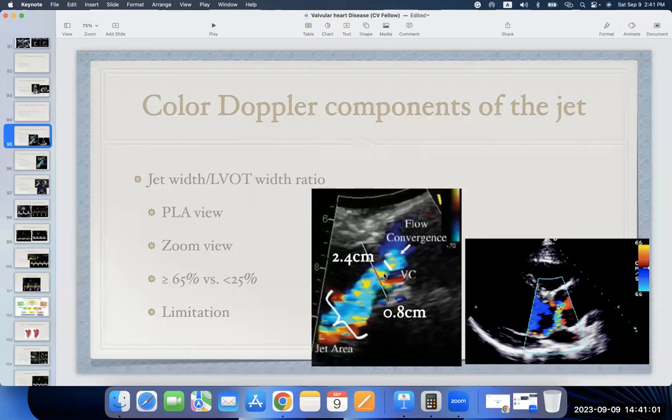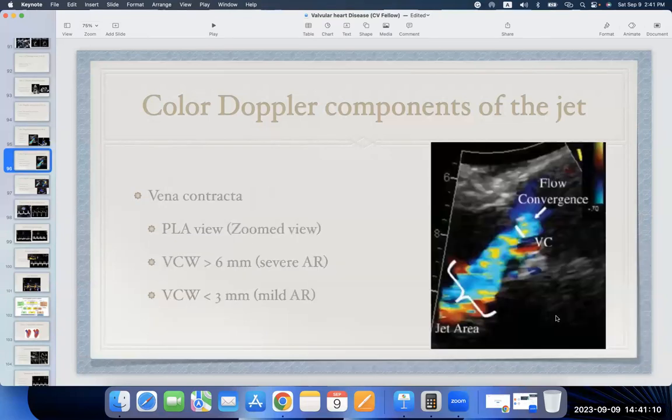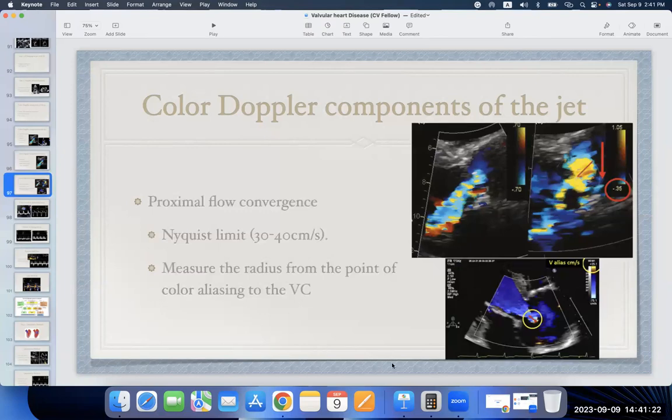But the problem with this is that you cannot apply it in the patient with eccentric aortic regurg. This patient is eccentric, so you cannot apply this, and this is one of the limitations. You can measure the vena contracta, and as I said, if it's more than 6, consider it a criterion for severe. Less than 3, consider it a criterion for mild. And you also measure the flow convergence, and based on the size, you can tell if it is a criterion.